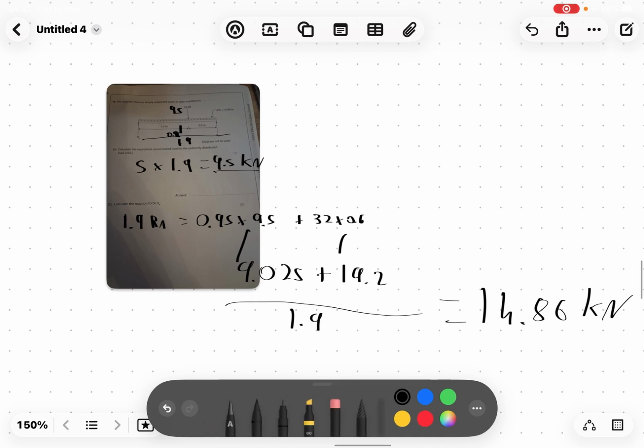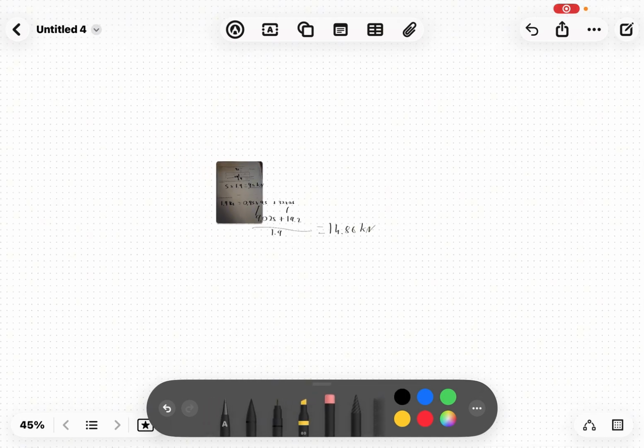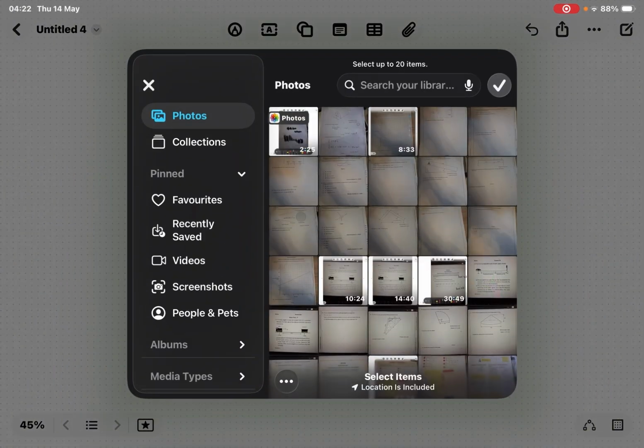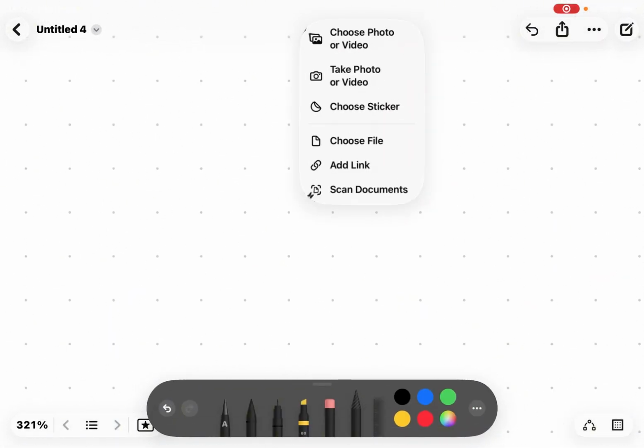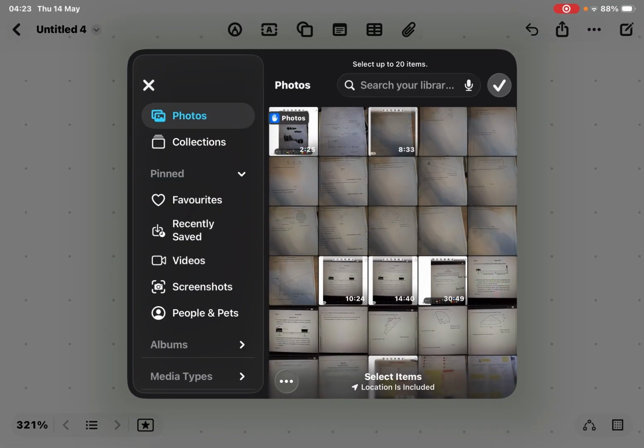Oops, wait, what? Why can't I? Yeah, here we go. No, let me first of all make it smaller. What's the next one? Wait, this one is.